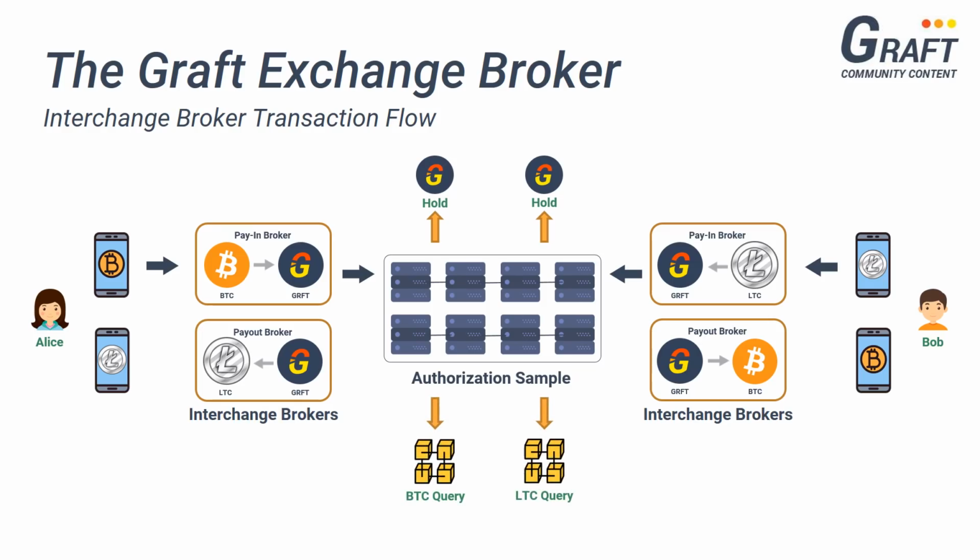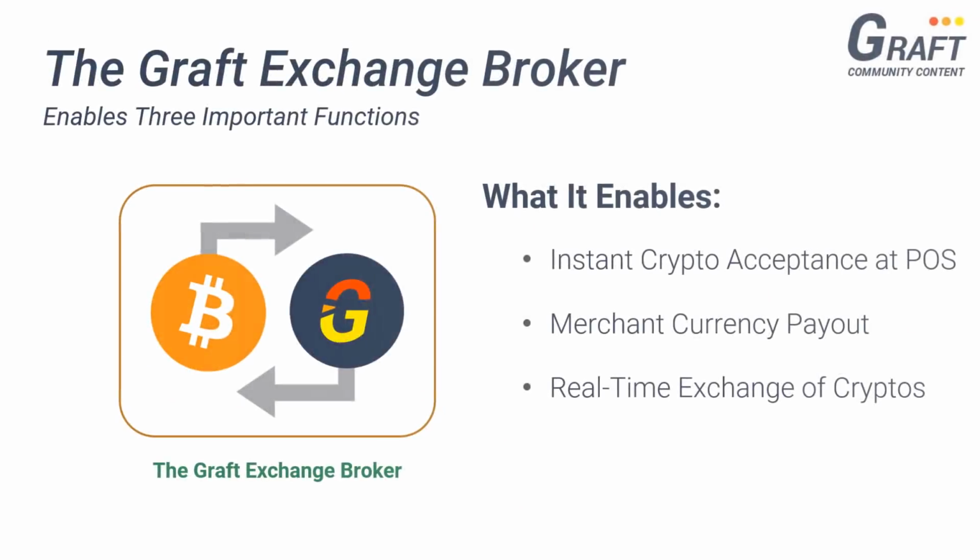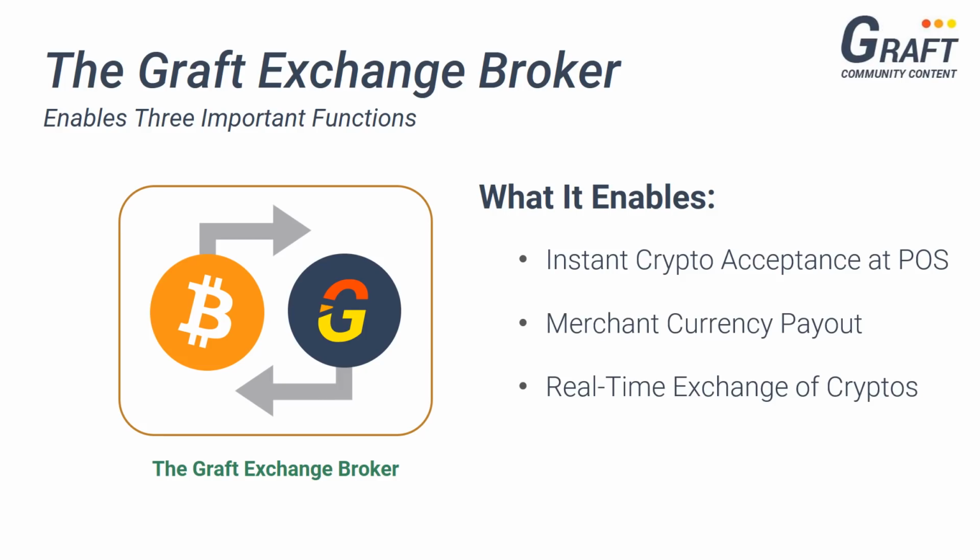As long as each party holds up their end of the bargain, then each party will receive their payout. Should any party choose not to transfer the agreed-upon funds, the authorization sample will ensure that the other party's funds are sent back automatically. As you can see, the Graft Exchange Broker plays a very important role within Graft's network and is what will allow merchants to instantly accept any cryptocurrency at the point of sale, receive their preferred payout currency, and allow anyone to exchange any major cryptocurrency for another in real time.